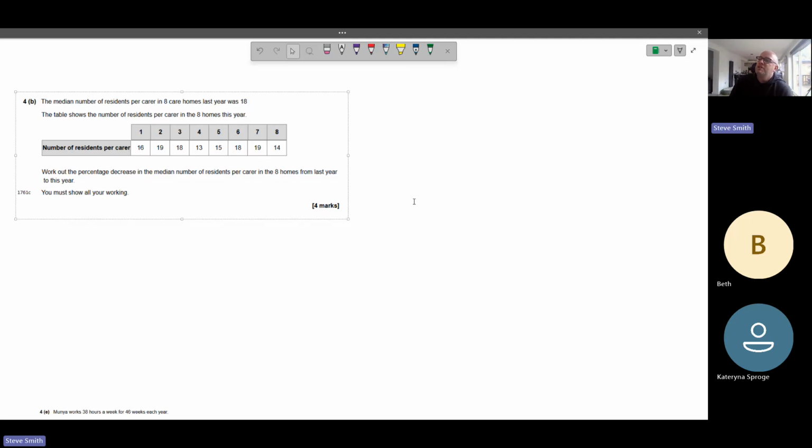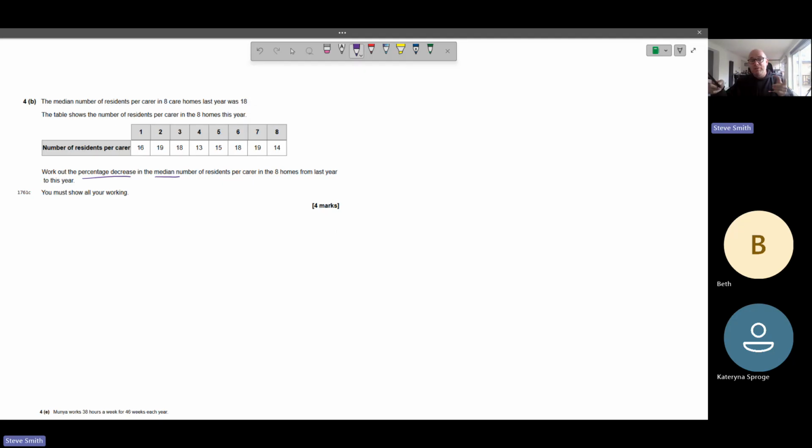The median number of residents per carer in 8 care homes, there's a lot of care in that one, was 18 last year. The table shows the number of residents per carer in 8 homes last year. Work out the percentage decrease in the median number of residents. Okay, so we're talking about median, and percentage decrease.